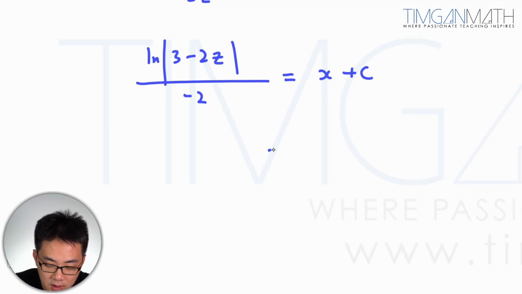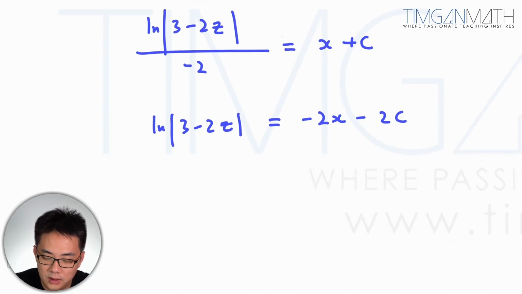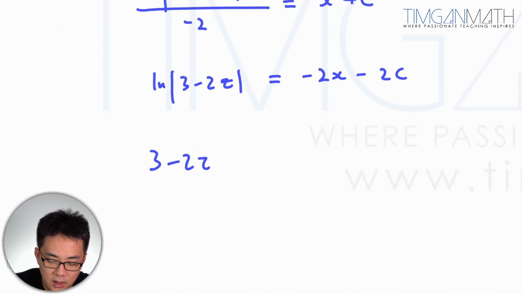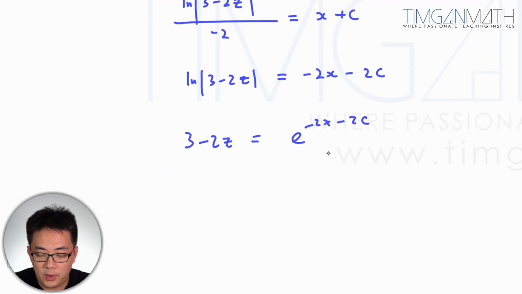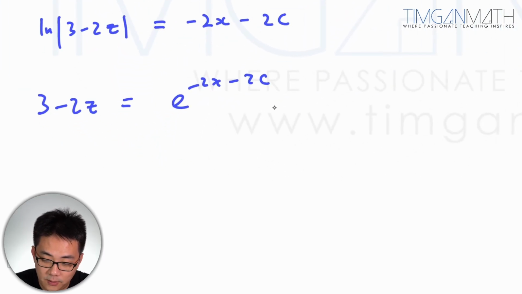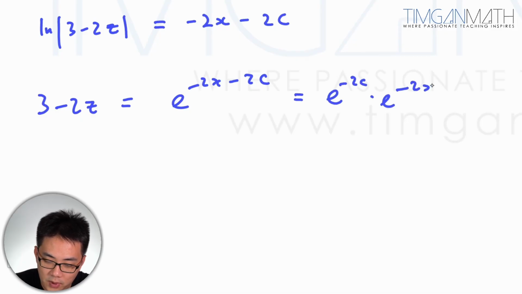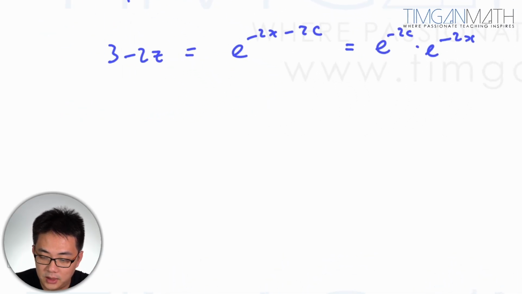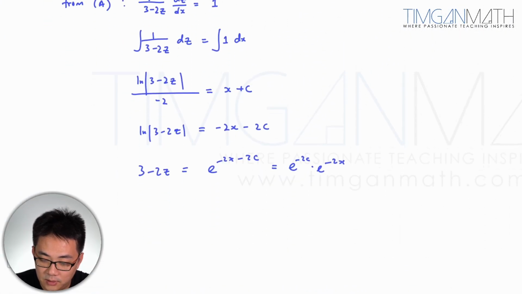Once this is done, we multiply by negative 2 to the other side, and 3 minus 2z equals e to the power of minus 2x minus 2c when you open up the ln. But take note that because this is already positive, 3 minus 2z has to be positive, so you don't need to consider negative. We could separate the minus 2c out from minus 2x, and make z the subject.